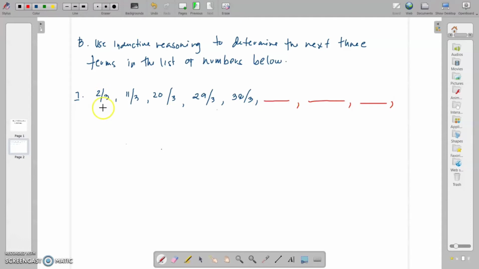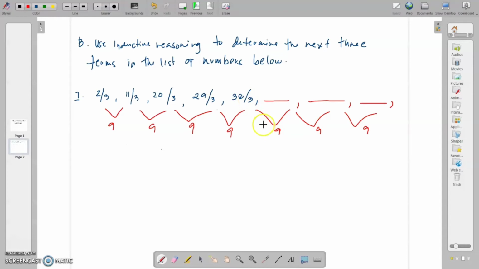As you can see, from 2/3 to 11/3 the difference is 9. And 11/3 to 20/3, the difference also is 9. The same with 20/3 to 29/3, 9. And also 29/3 to 38/3, also 9. So, add 9 to each term.